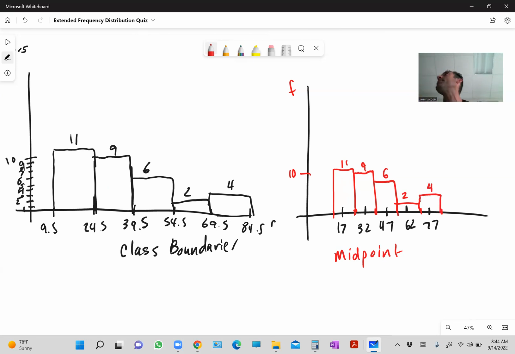So these are two ways to make histograms. You either use class boundaries, which you create by adding and subtracting 0.5, or you use your class midpoints. On the test, I will tell you which I want you to use. And these are histograms. That's why we did all these graphs. We're representing the data visually. Yay. I pretended to be a teacher today.